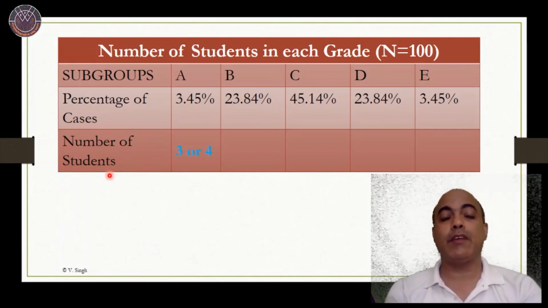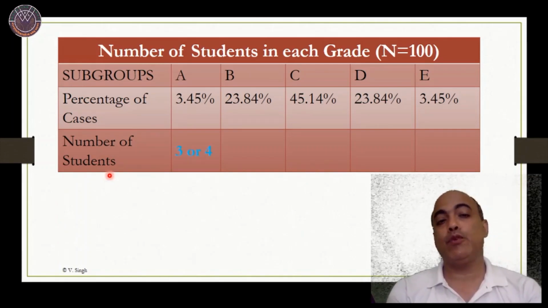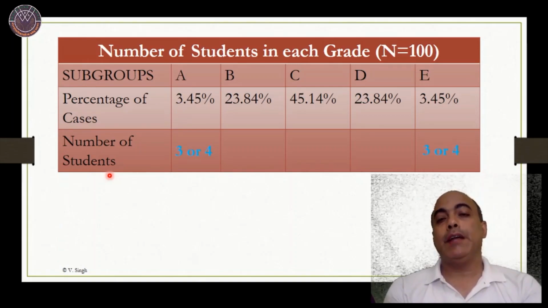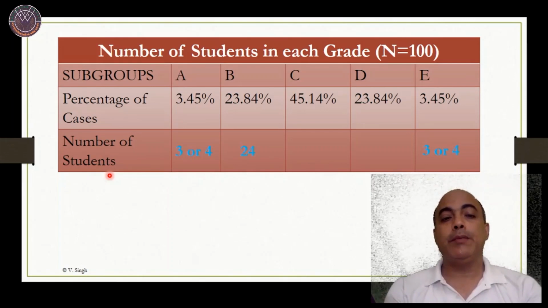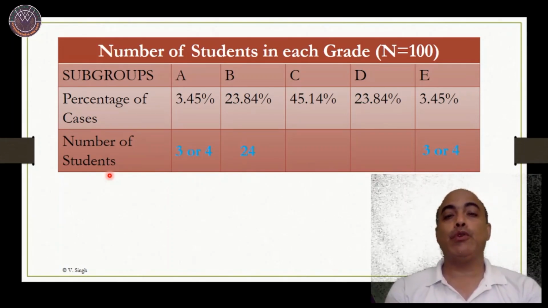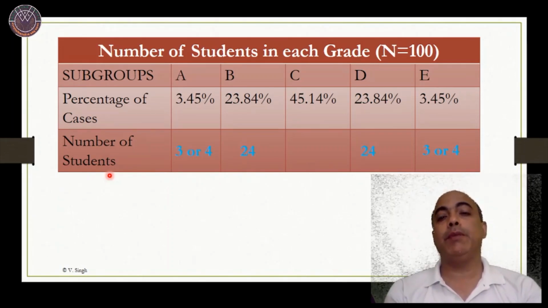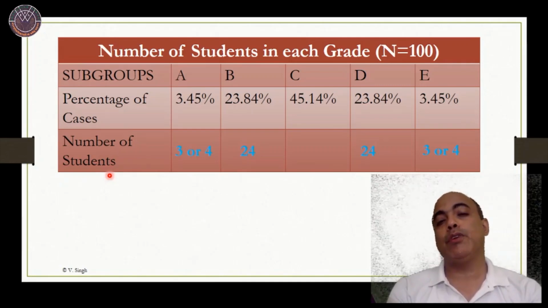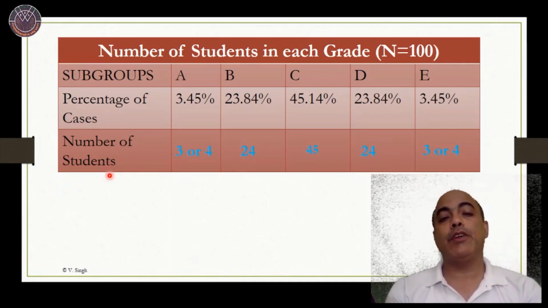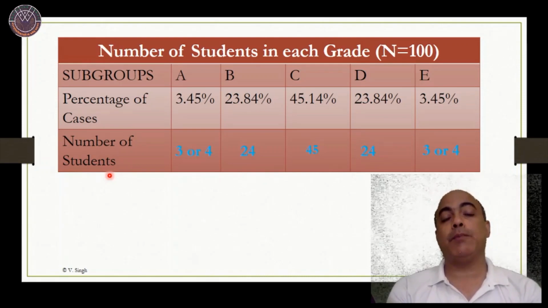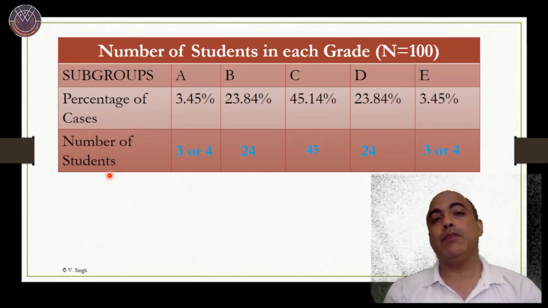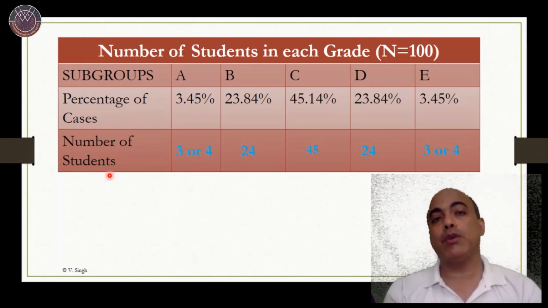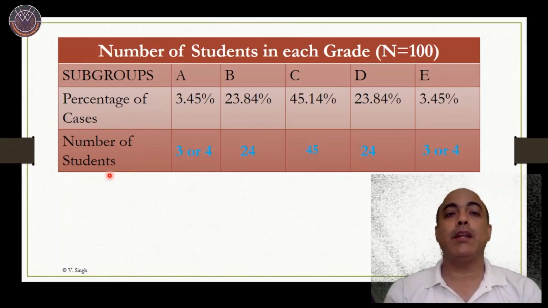In category A, 3 to 4 students will be there, and the same number will be there in grade E also. Similarly, in grade B, 24 students will be there, and the same number in grade D also, 24. And in grade C, 45 students will be there. So from percentage, we can get the number because we have the total number of students, simply by simple mathematics.